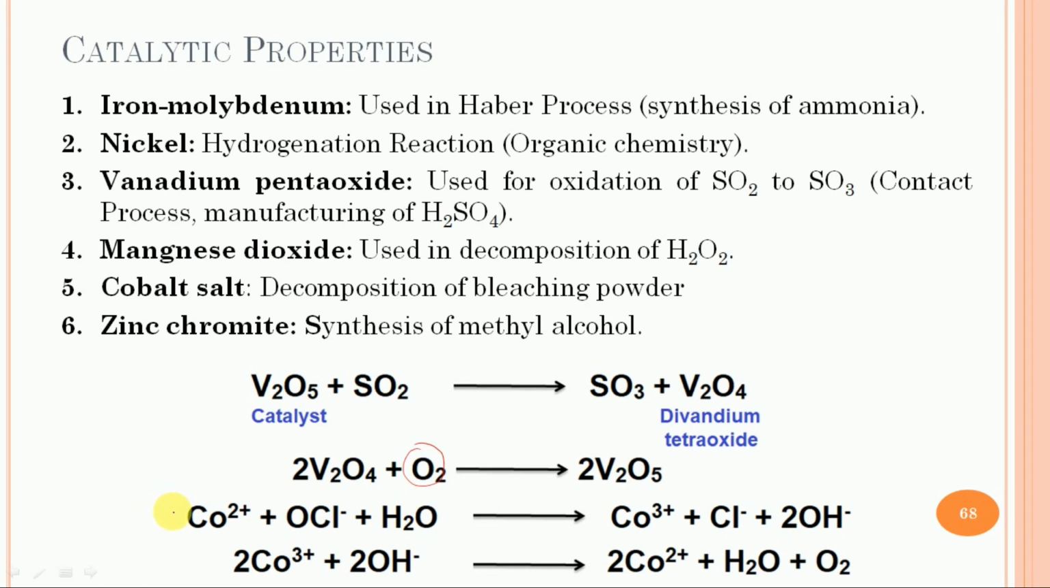Similarly, cobalt salt catalyzes the decomposition of bleaching powder. As cobalt, it can easily change from oxidation state 2 positive to 3 positive. So these are the different examples of transition metals as catalysts.